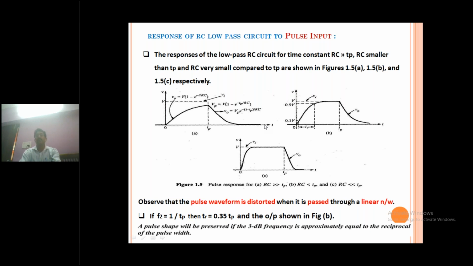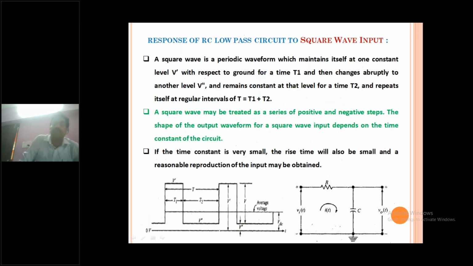Next one, another important one, a typical one also. This is a square waveform. Now, square waveform, what is the definition? Then how will the square waveform applied to the low pass circuit change? What are the responses? Different time constants will be observed. So first, what is the definition of a square waveform?